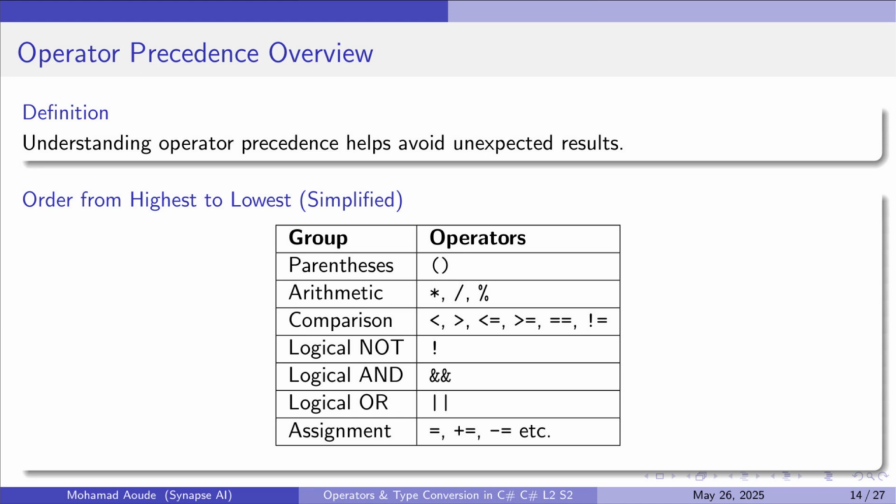Operator precedence determines the order in which operations occur, from highest to lowest: parentheses, arithmetic, comparison, logical NOT, logical AND, logical OR, and finally assignment. Understanding this prevents unexpected results.